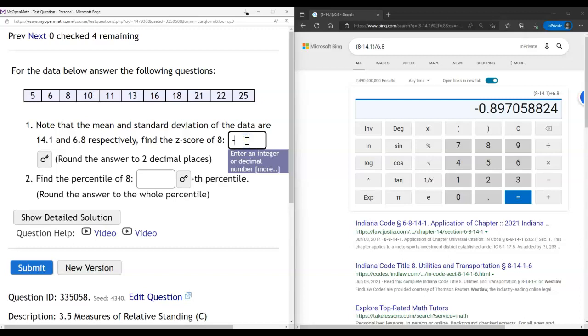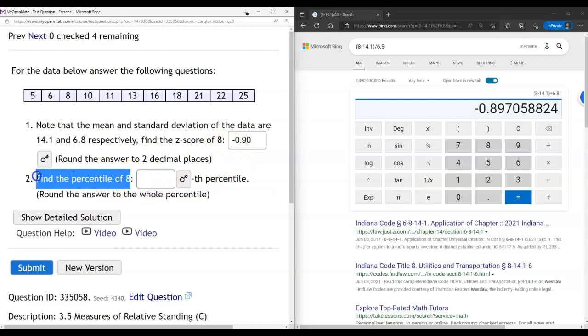This z-score is negative. Why? Because the observation is below average. The average is 14.1, and 8 is below average. So now I'm going to round this to the nearest hundredth. So this is the answer. It has a negative z-score.